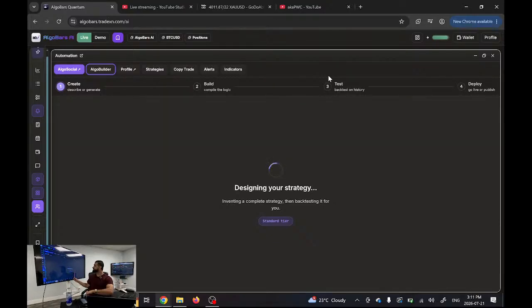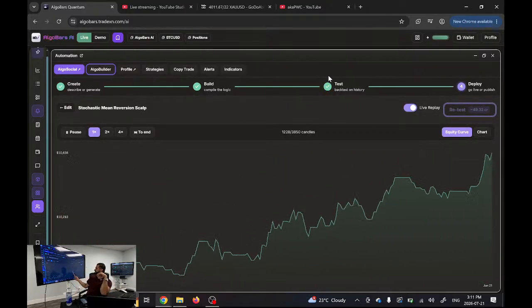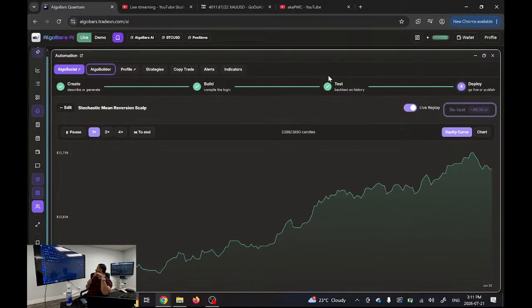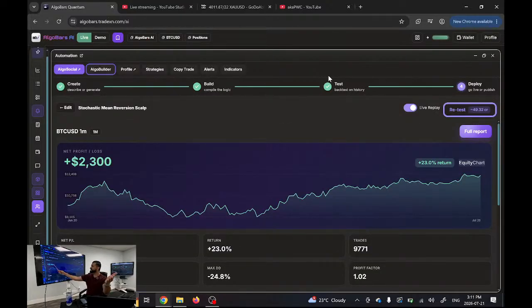Only AlgoBars has this. First of all, it designs, it builds, and it codes a fully custom strategy with one click. So first it designs it. Then once it's built the logic for that strategy, it will backtest it. It will actually test that strategy over live, real-time market data, and then it'll give you the results. And there we go. Look, it's doing the backtest. You can see this is the backtest. Wow, it looks like it's doing pretty well, this strategy. Wow, look at this. That's crazy.